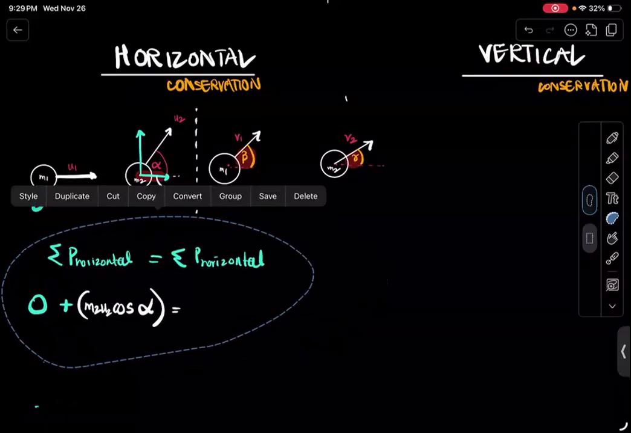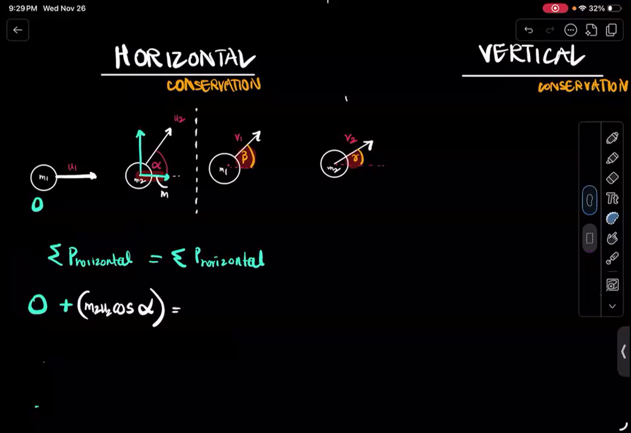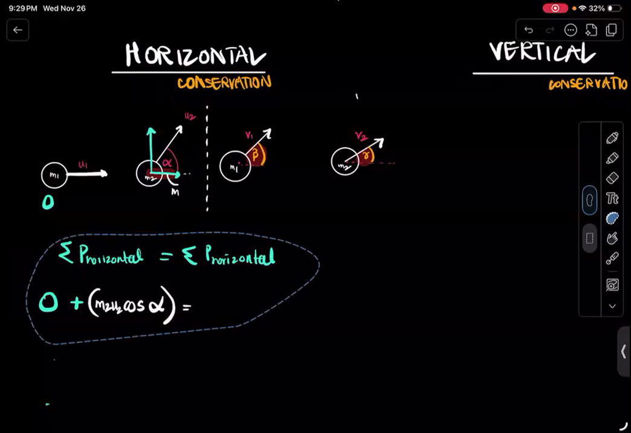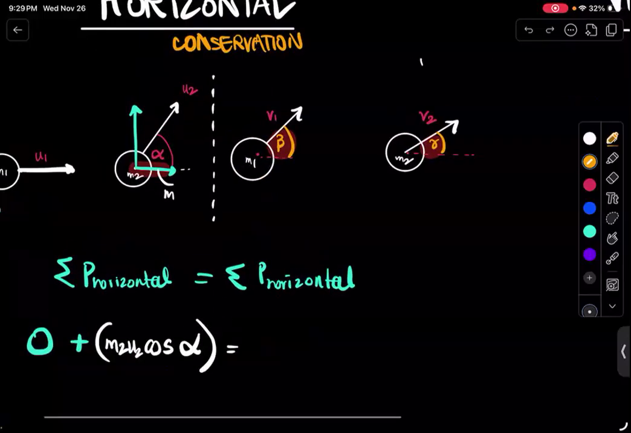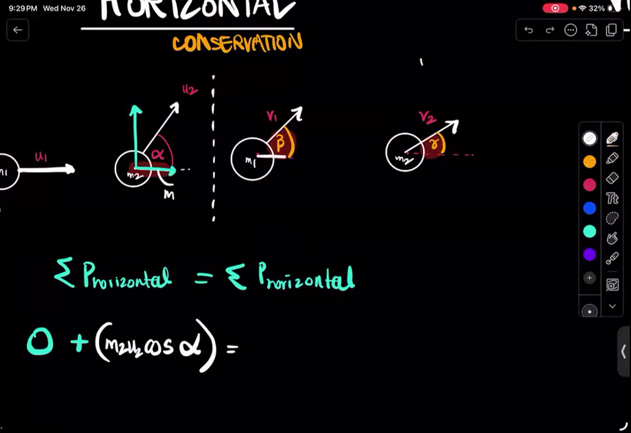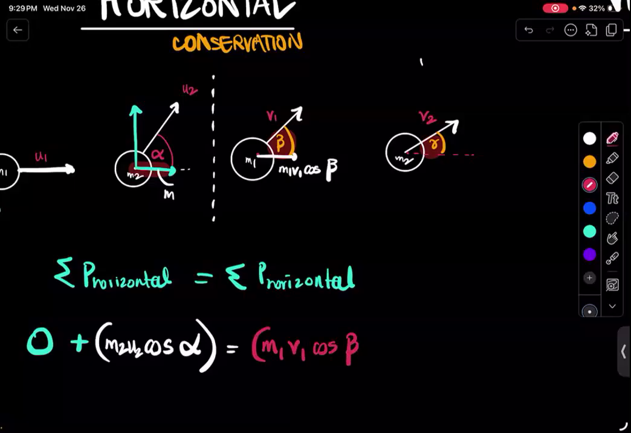Before collision, the only horizontal momentum was this M2 U2 cos alpha. Why cos? Because of the horizontal component. Now let's talk about the horizontal component towards the right after collision. What is the horizontal momentum of M1 after collision? You can break this apart into two vectors: M1 V1 cos beta, the horizontal component, and M1 V1 sine beta. I'm only going to write down the horizontal component, M1 V1 cos beta.